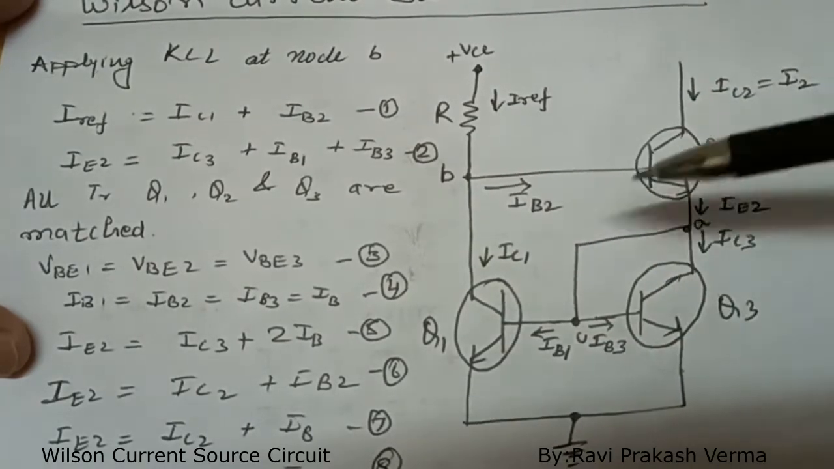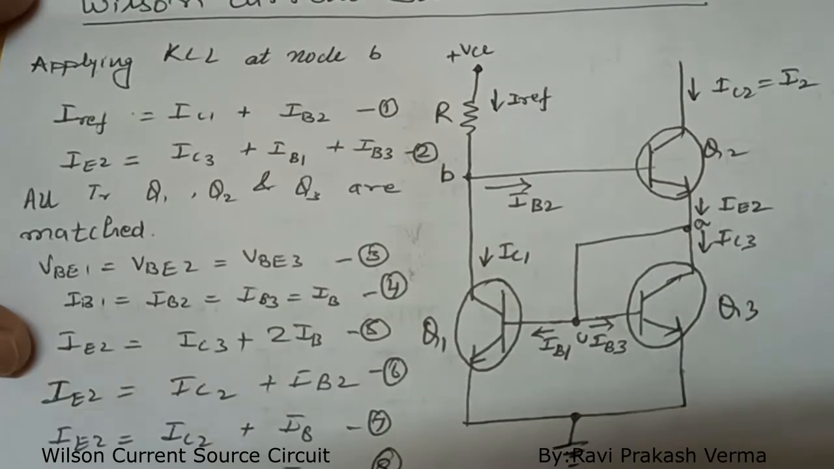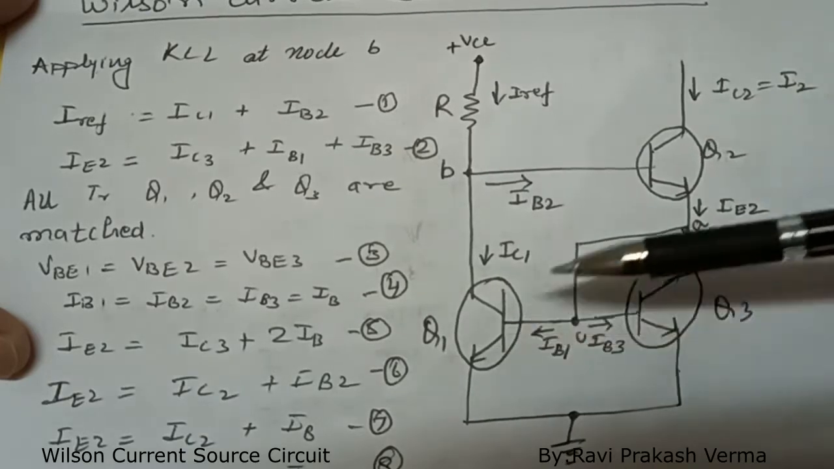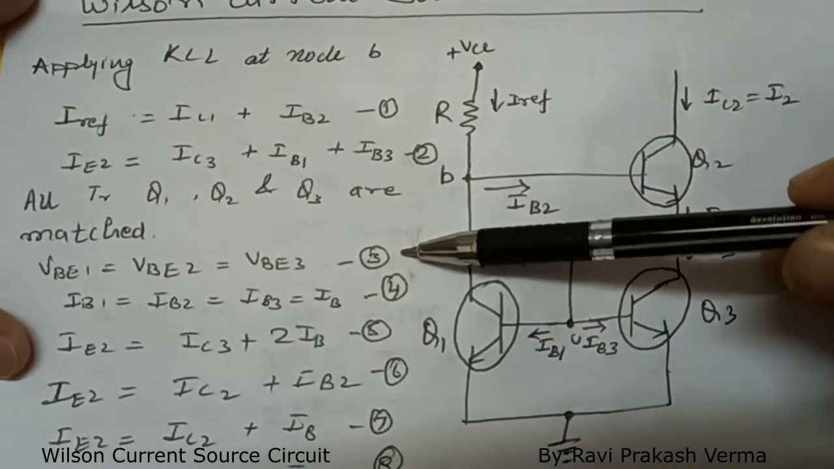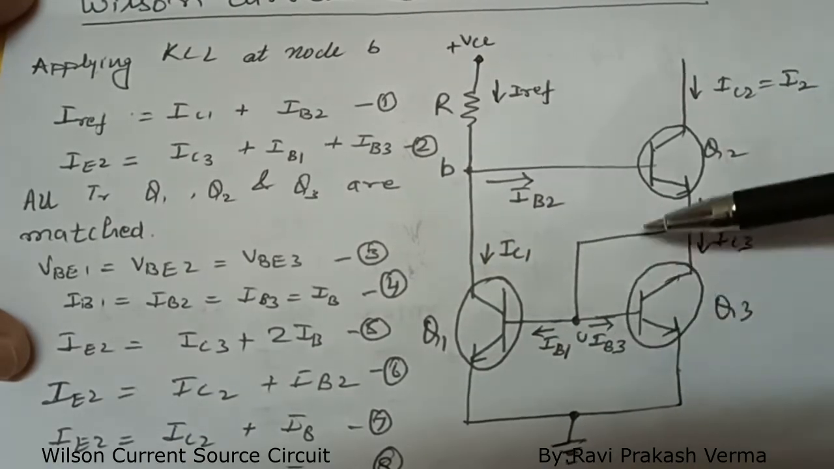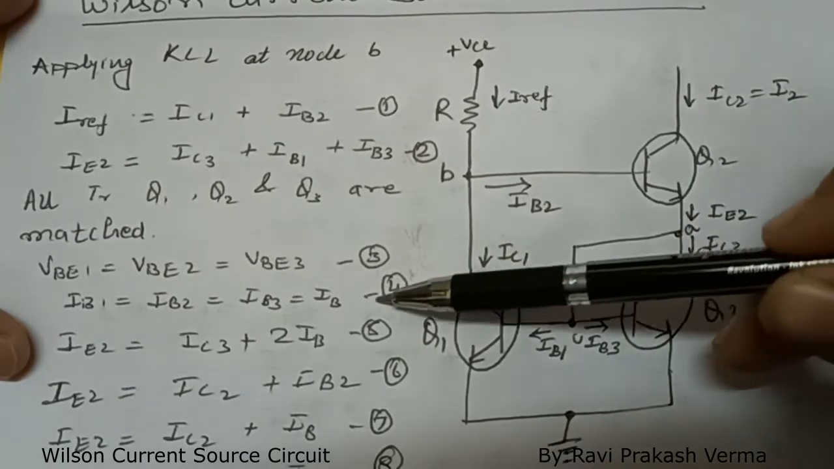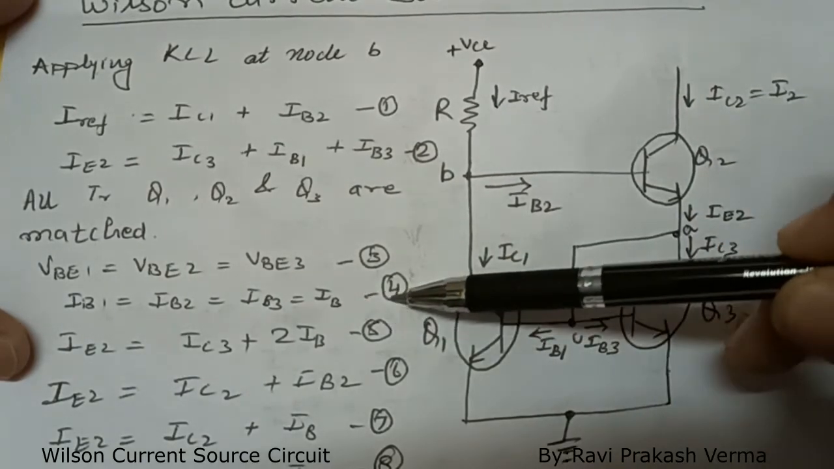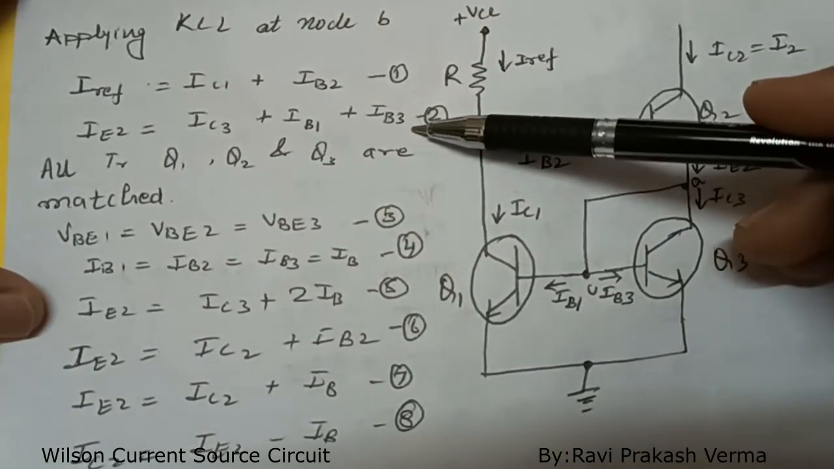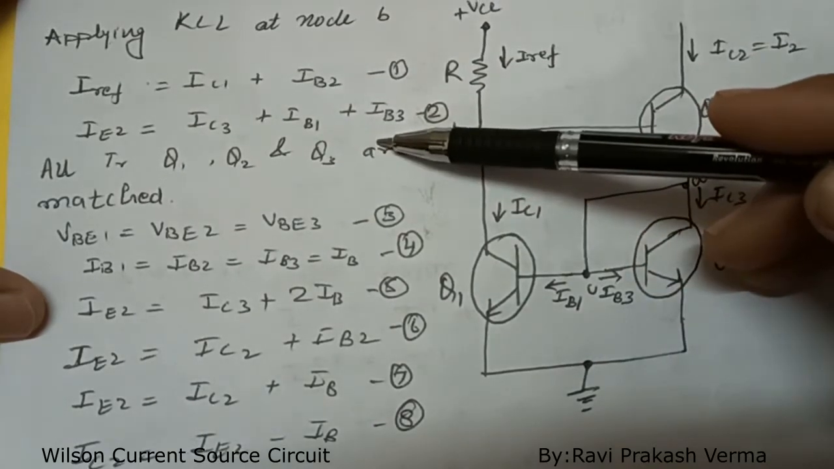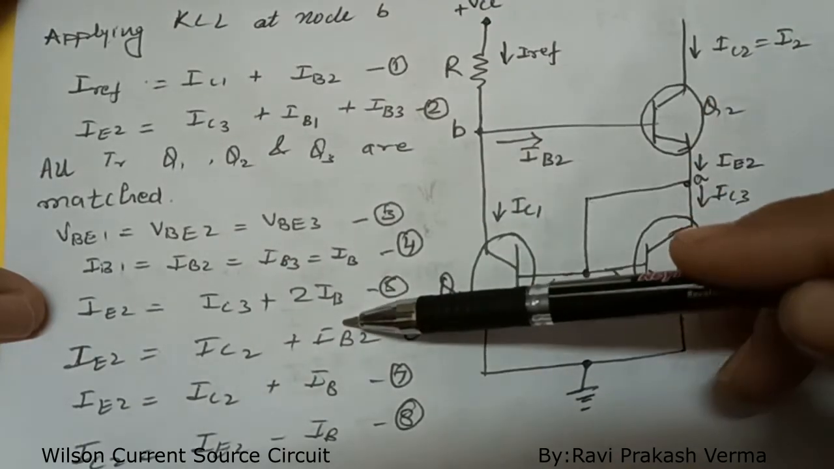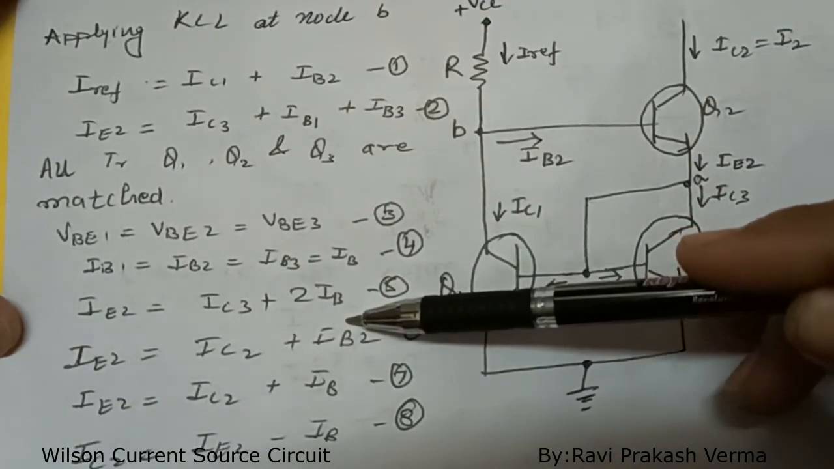In this current mirror circuit, Q1, Q2, Q3 are all matched transistors, so the base emitter voltages of the first, second and third are equal, given by equation number 3. Similarly, the base currents IB1, IB3 and IB2 are equal, and they are given the same variable name IB, equation number 4. So in equation number 2, IB1 and IB3 are equal, so it can be written as 2 times IB. Equation number 2 becomes IE2 is equal to IC3 plus 2 times IB.